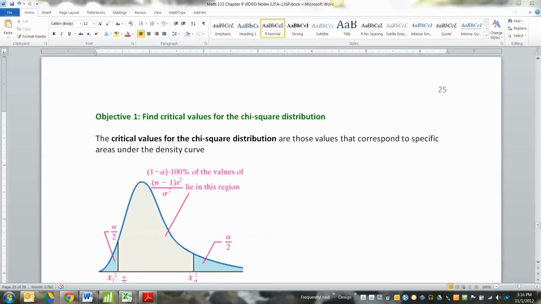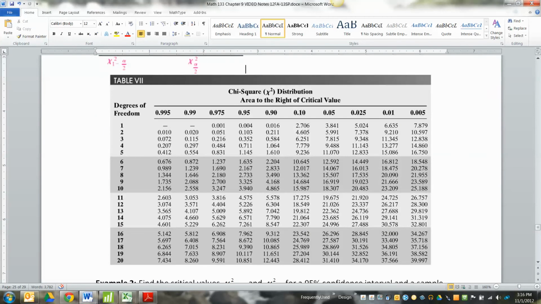So we need to be able to find the critical values for the chi-square distribution. And we can do this a lot of ways, just like with the t-distribution or the normal distribution. We can use technology, we can use Excel, StatCrunch. Calculators don't do this, but on the exams, as with the t-distribution, I will give you the table.